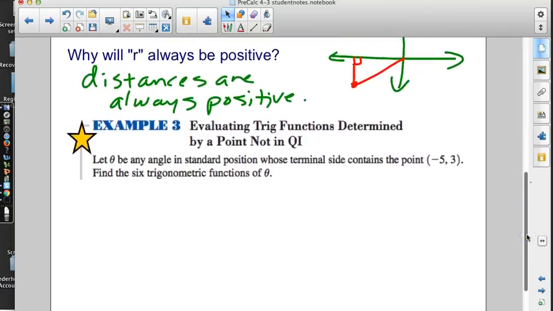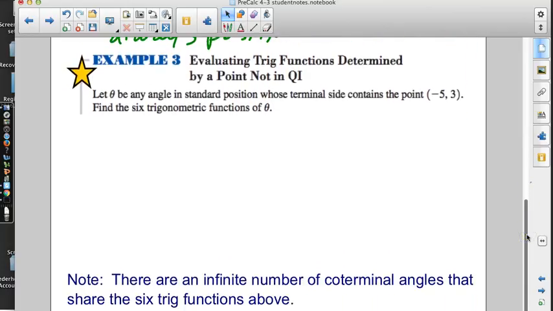So evaluating trig functions determined by a point not in quadrant 1. Well, now we have negative 5, 3. You and your partner. Negative 5, 3, whether or not you want to use the coordinate trig with y over r, x over r, and y over x, or if you're a visual person like me and you want to draw it.